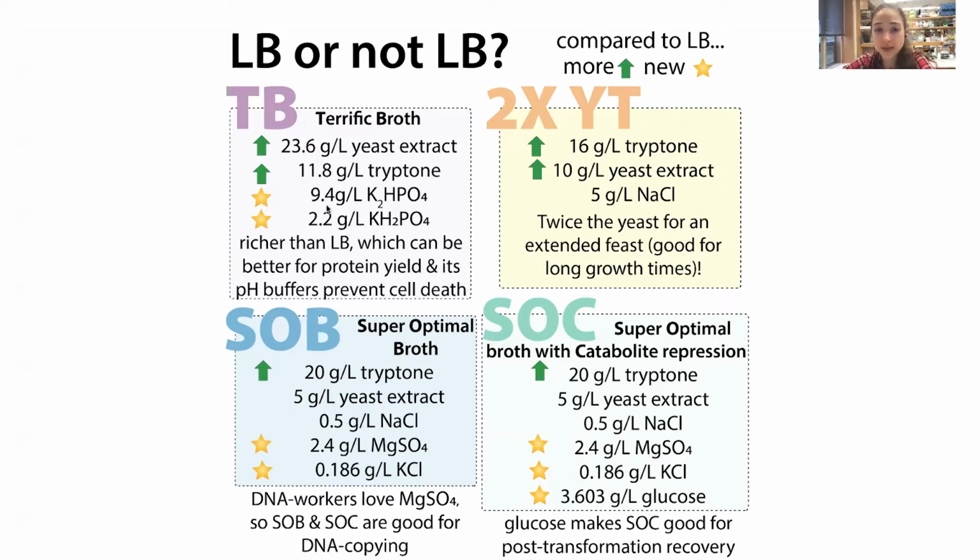So this is going to help stabilize the pH to prevent cell death. So you have a richer media. It's going to allow for more protein production, higher yield in a shorter amount of time. Sometimes the cells can grow to a higher density, and you have this prevention of cell death. So this can be really good for making proteins.